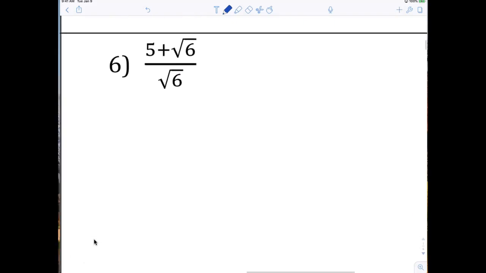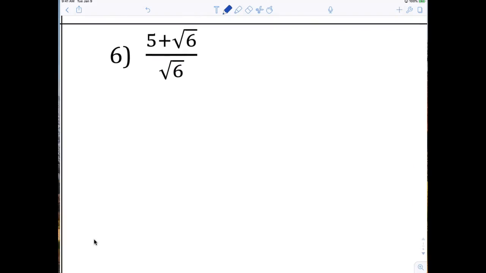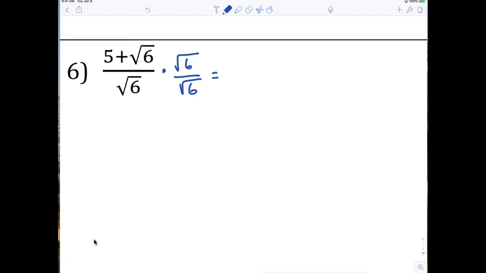Here we go with number 6. What am I going to do on number 6? Multiply the top and bottom by what? By radical 6. Now let's see what you remember from yesterday. If I multiply the numerator by radical 6, it becomes what? 5 radical 6 plus 6 over what? Yes. Now the question is, can I reduce this 6 and this 6?